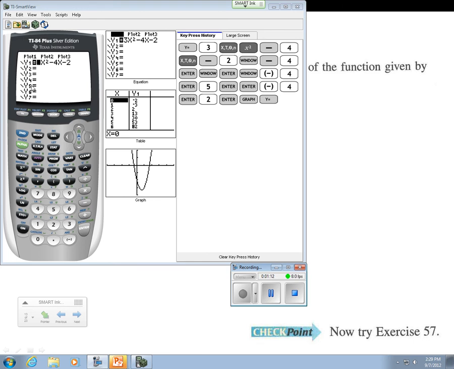Alright, so we have our equation here, 3x squared minus 4x minus 2. Our window value should be from negative 4 to 5 in the x's and from negative 4 to 2 in the y's. If we go ahead and hit graph, this is what we'll find right here. And we want to find what is the y value at the very bottom. How far are we from the x-axis? How deep is our valley?